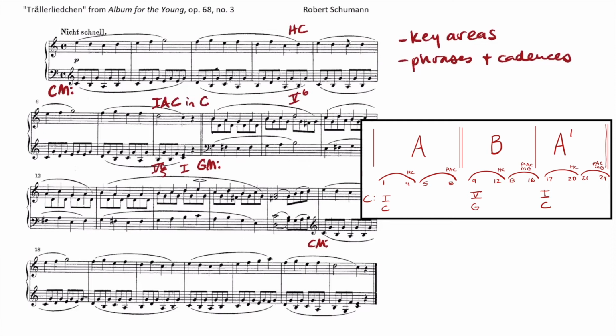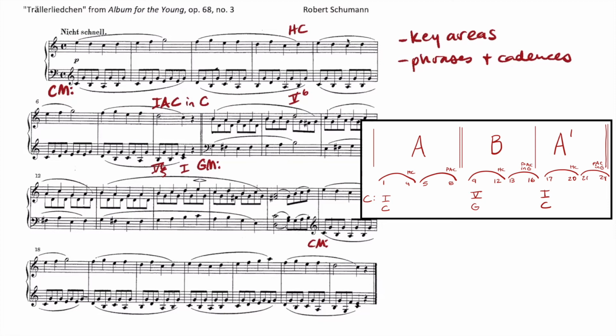For the first A section, measures 1 through 8, I would have an implied half cadence at the end of measure 4, and then an implied imperfect authentic cadence in the tonic key in measure 8. It's imperfect because the 5/7 chord is inverted.